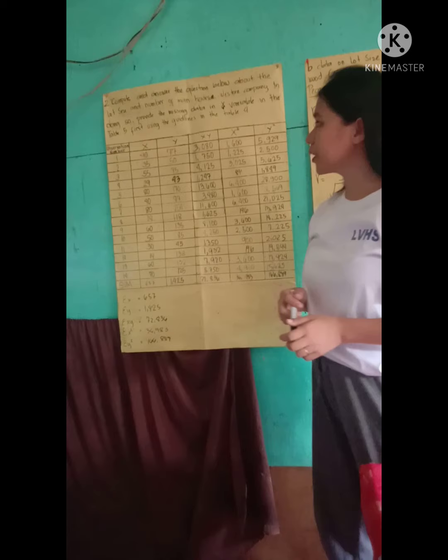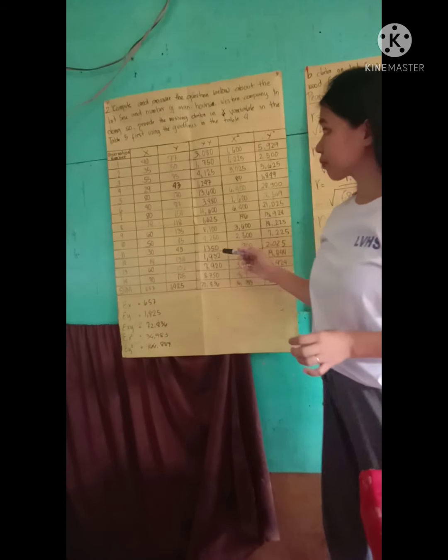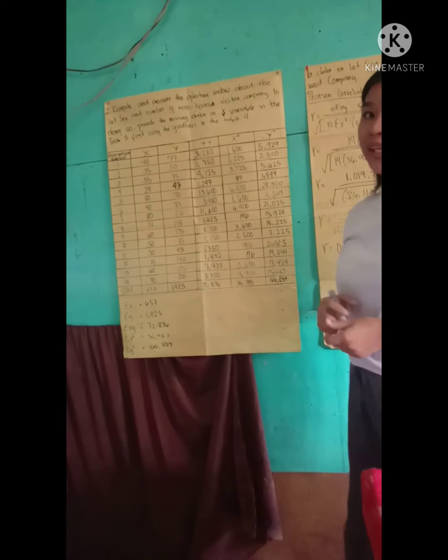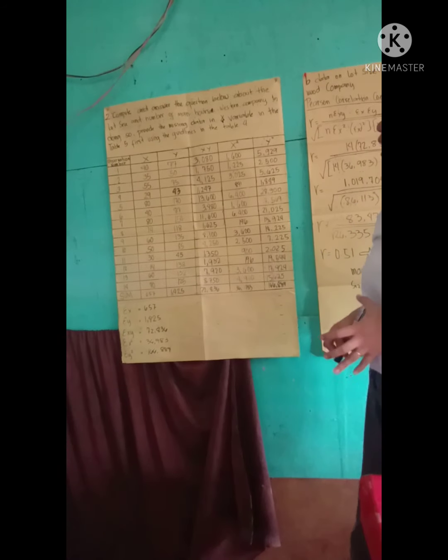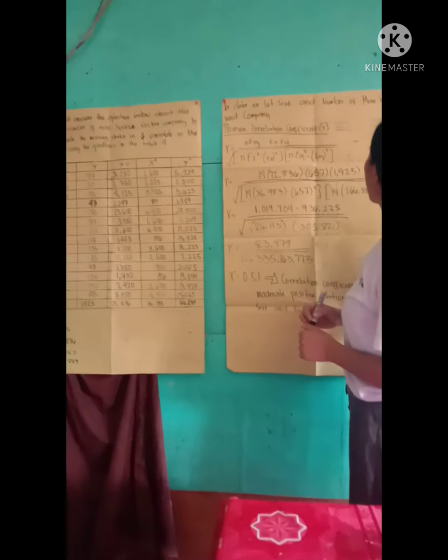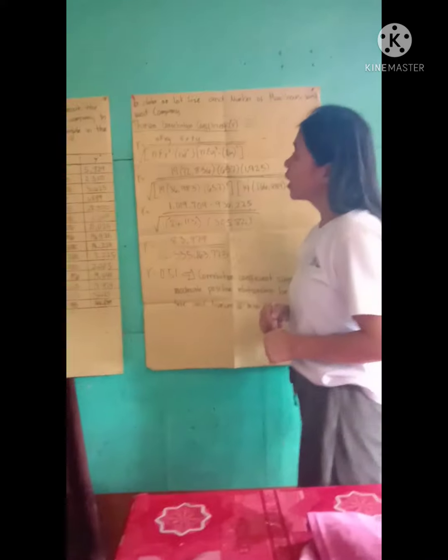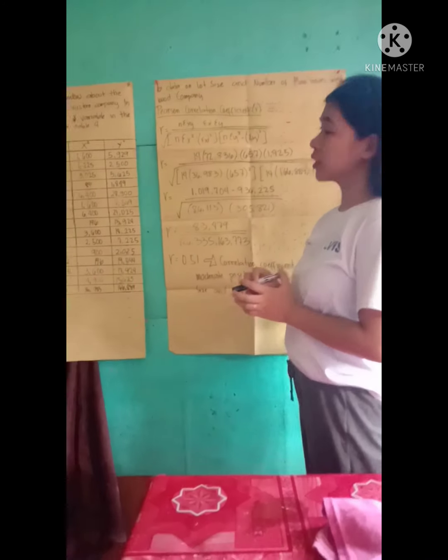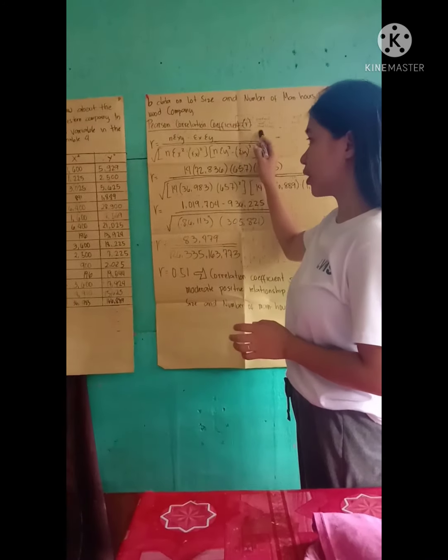As we already completed the table 5 of the number 2, we can now proceed to answer the letter B of the question number 3. So for the B, data on lot size and number of man-hours, Westwood Company. First we need to solve for the Pearson correlation coefficient, or the R.